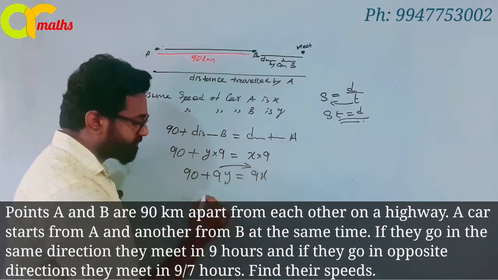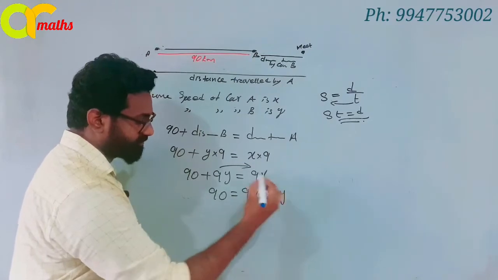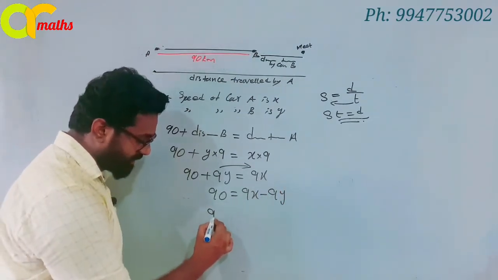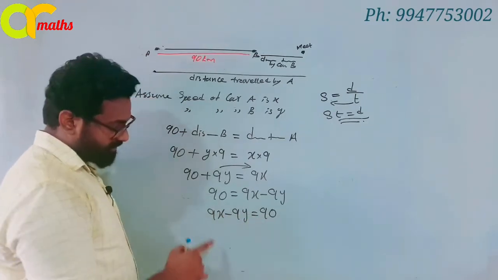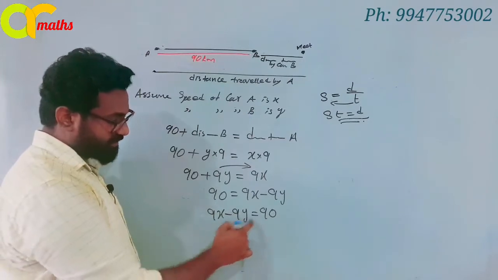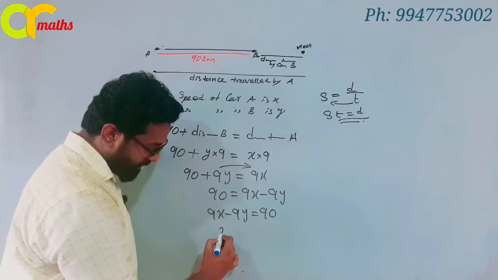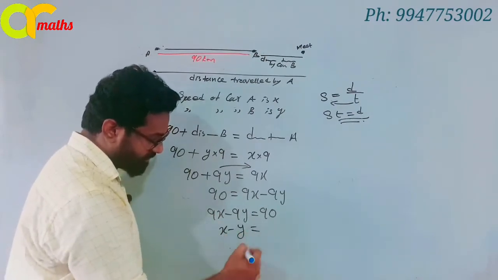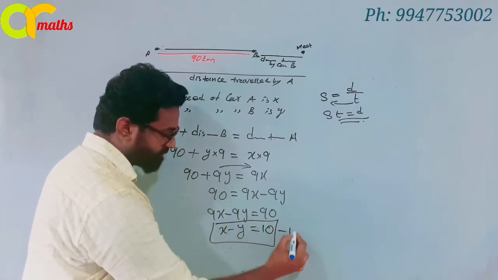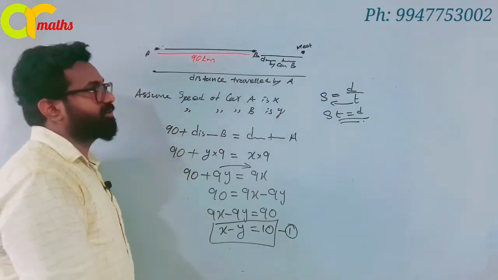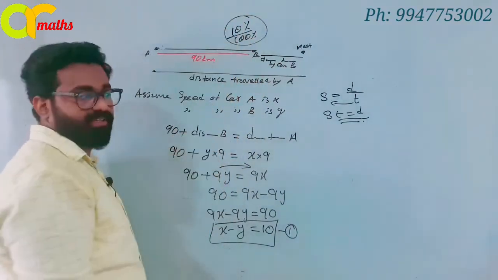Then 90 equals 9x minus 9y. Otherwise you can write it like this: 9x minus 9y equals 90. In all the terms 9 is common, so divide all by 9. Then x minus y equals 90 divided by 9, which is 10. So you got one equation. You got only 10% out of 100%. Don't worry, I will repeat all these steps again.